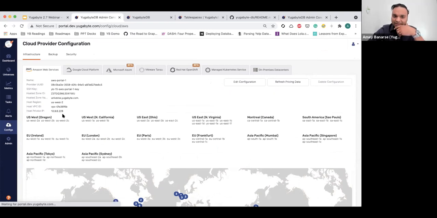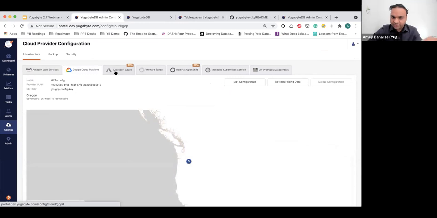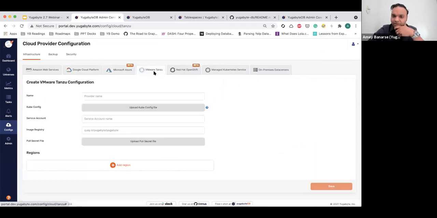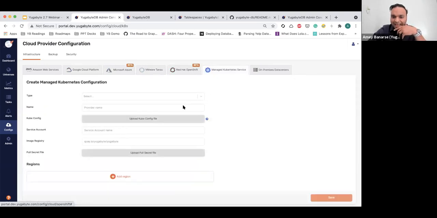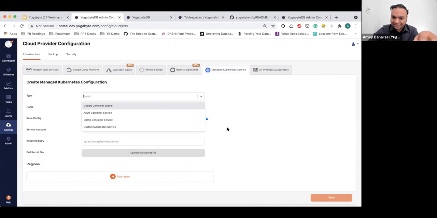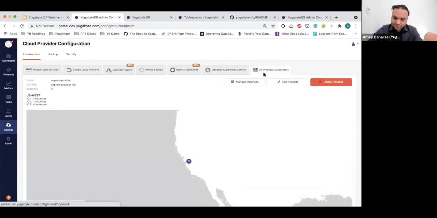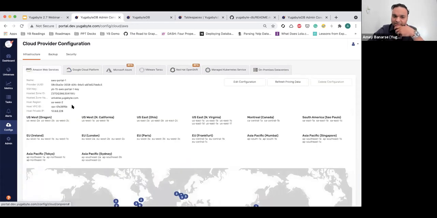So let's say I have access to Amazon through IAM credentials, Google Cloud. Very soon we're going to GA Azure and OpenShift, so these beta tags will go away. Or if you have any other Kubernetes, let's say VMware Tanzu, OpenShift, or any other Kubernetes vendor of your choice, you can select that. Or as we had mentioned before, with any virtual machines or bare metal environment, if you can configure those machines and provide us a CIDR block, you can go and deploy Yugabyte on top of that.